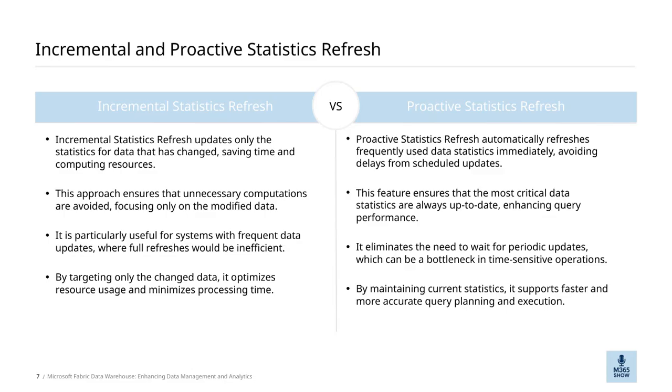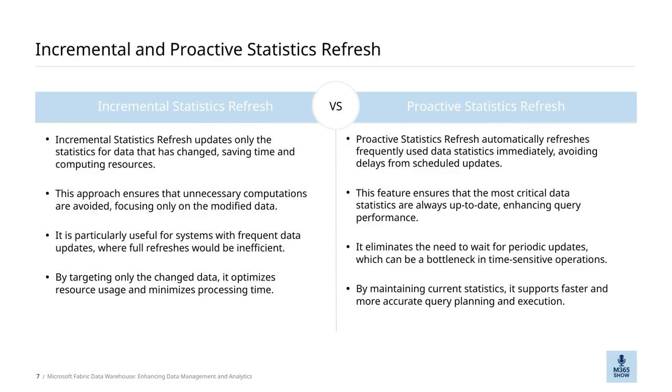Now, let's talk about incremental and proactive statistics refresh, which are key features of Microsoft Fabric Data Warehouse that enhance our data management and analytics capabilities. Proactive statistics refresh works by automatically updating the most frequently used data statistics right away, without waiting for scheduled updates. This means that the critical data points we rely on are always current, which significantly boosts query performance. Imagine you're running time-sensitive operations.